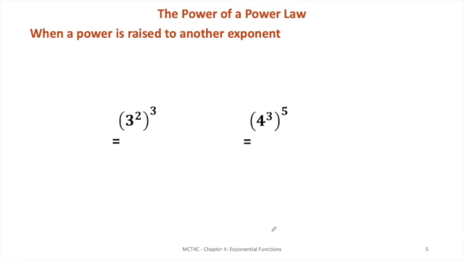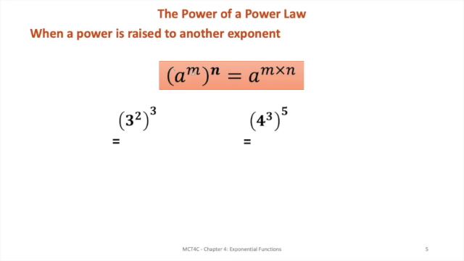Our last rule, or sort of last rule, is the power of a power law. So when a power is raised to another exponent, so you see a power and then you have another exponent, you will always see brackets here. Okay, so just be mindful, and that's how you know that it's a power raised to another exponent. Okay, what you do, you're going to multiply their exponents together.